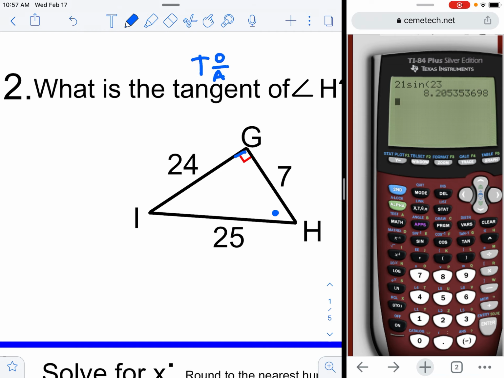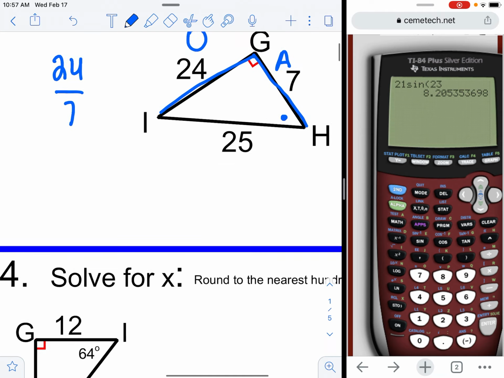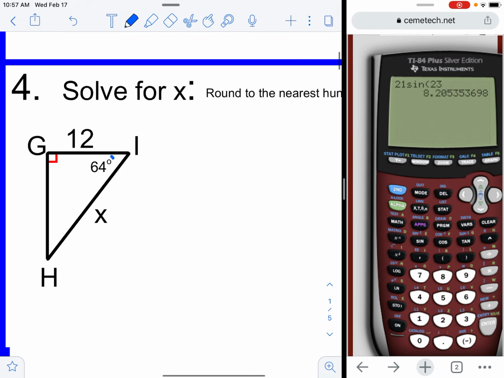Here's angle H. I want tangent, which is like TOA, opposite over adjacent. So which side's opposite? This one doesn't touch it at all, so that's opposite. Which one's adjacent? The side that touches it that's not the hypotenuse. Opposite, 24 over adjacent, 7.